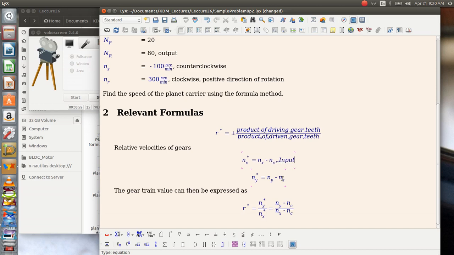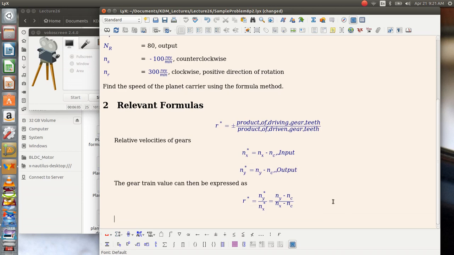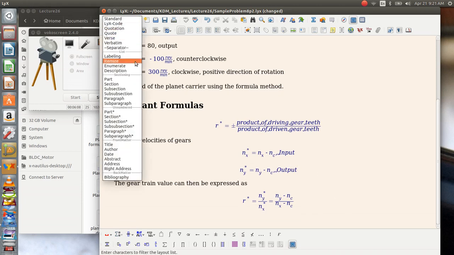That's better. And we'll call the y our output. So let's see how this works in practice.